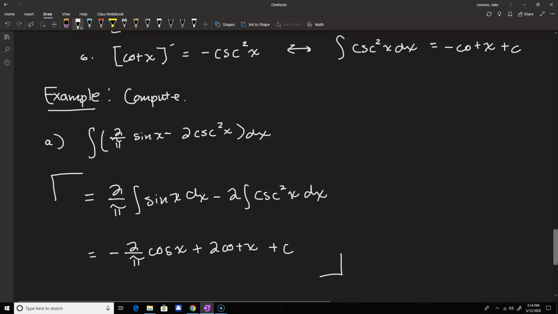So all we did was use the linearity of the integral, and then we used the formula for the antiderivative of sine of x, and then the formula for the antiderivative of cosecant squared x. So they just pop out naturally there.